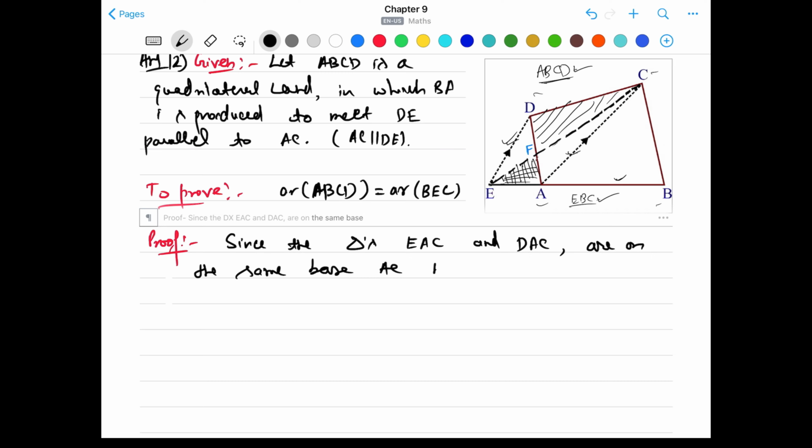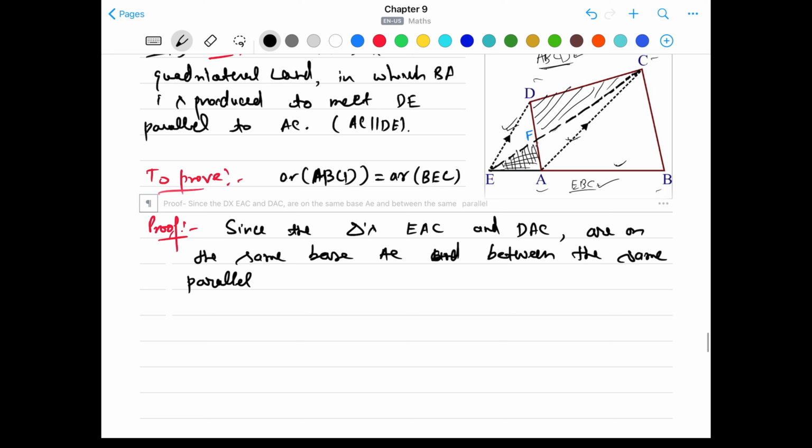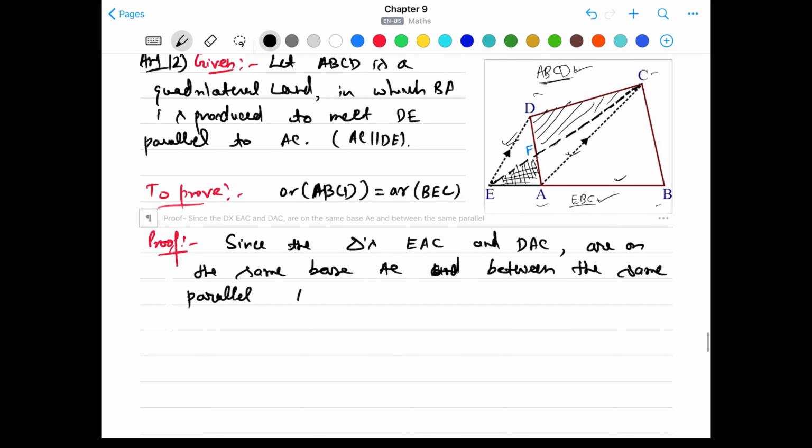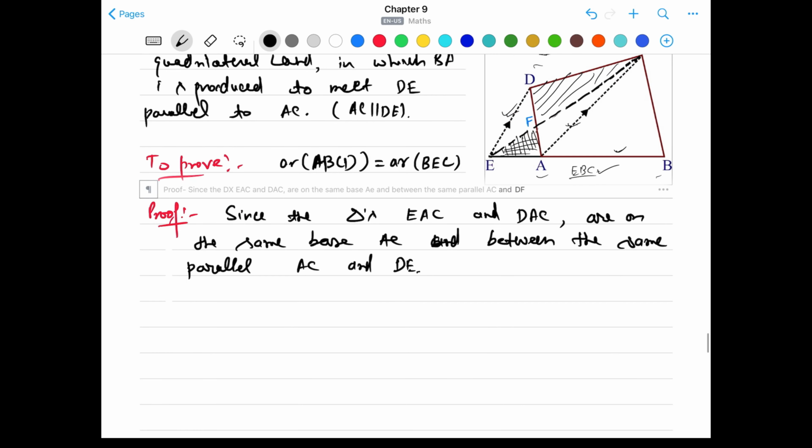Same base here is AC, and between the same parallel AC and DE. Therefore the area of the two triangles will be equal. That is, therefore, area of triangle EAC will be equal to area of triangle DAC.